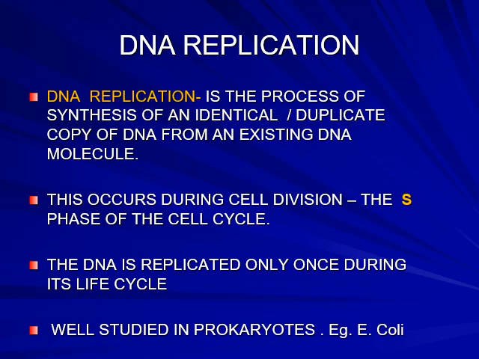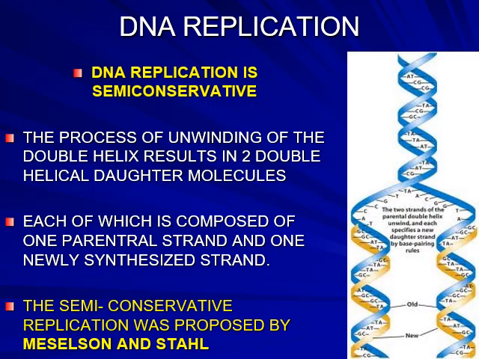What is DNA replication? DNA replication is the process by which an identical or duplicate copy of DNA is formed from an existing DNA molecule. This occurs during cell division, that is the S phase of the cell cycle. The DNA is replicated only once during its life cycle, and this has been best studied in prokaryotes, particularly E. coli. Now, the DNA replication is semi-conservative.